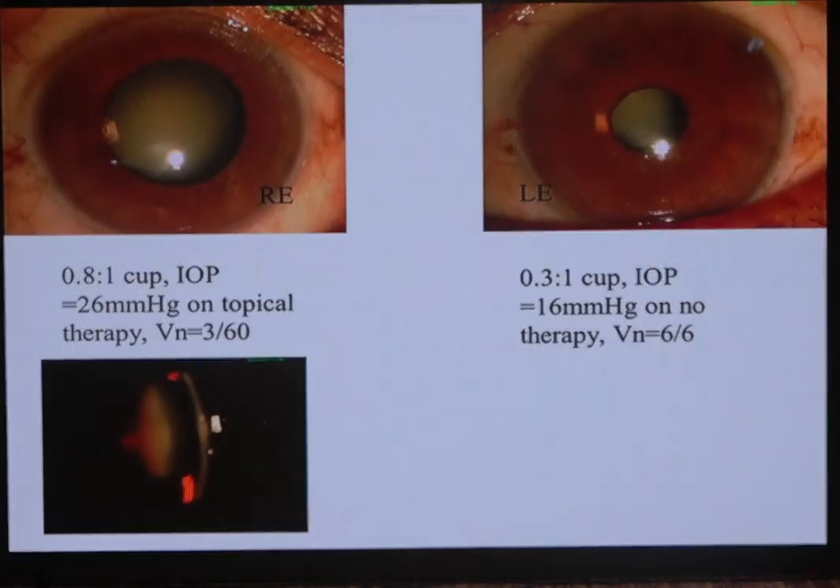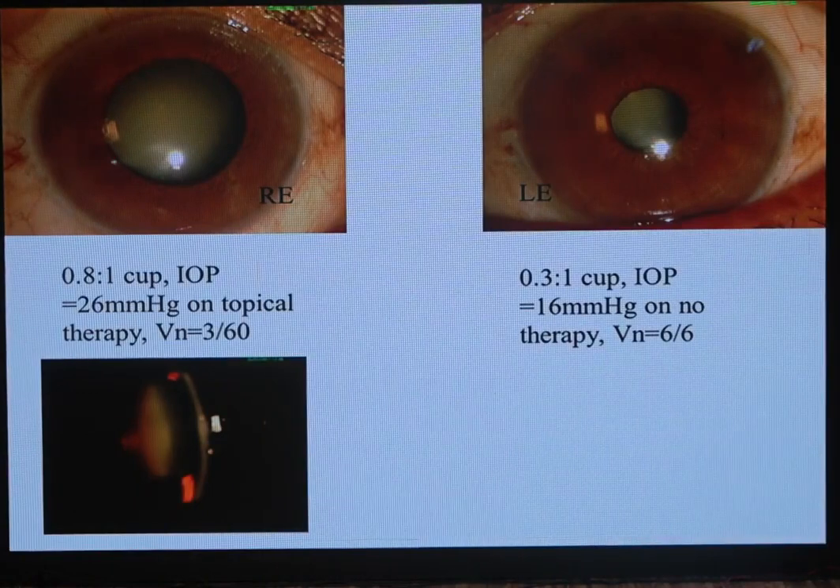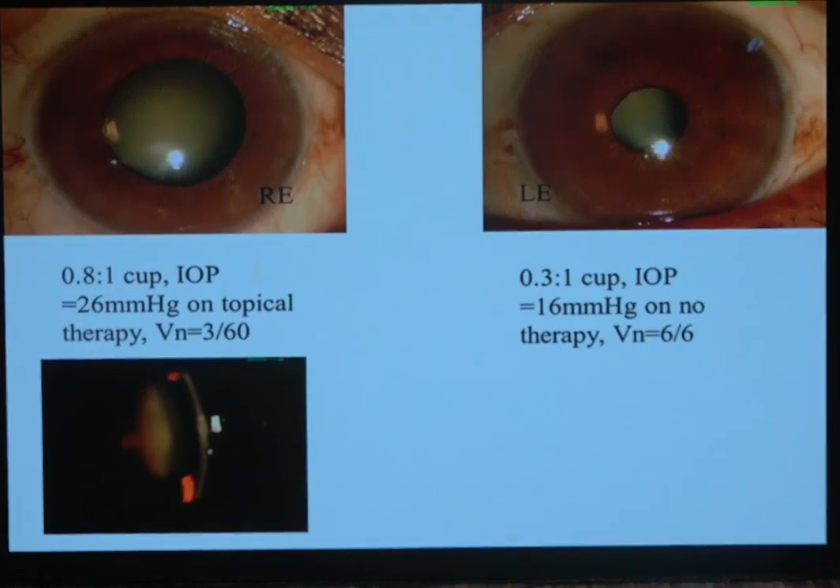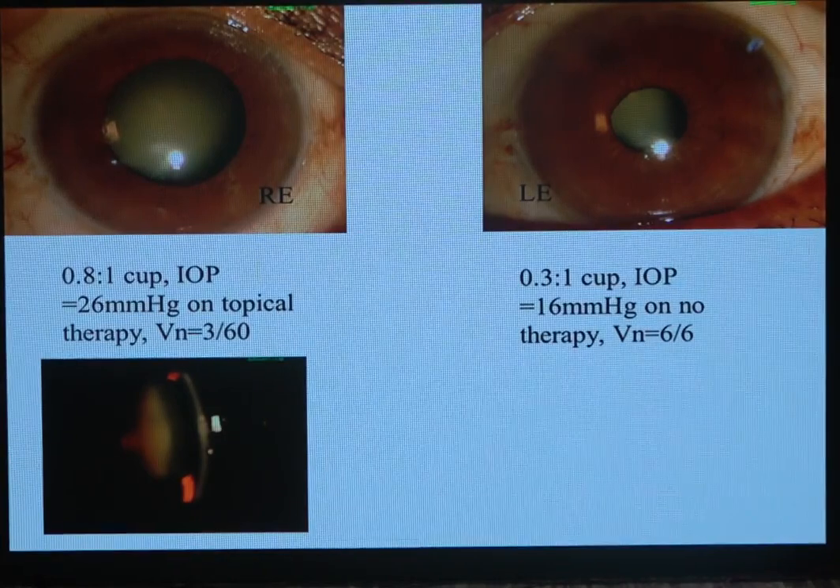So here is a patient. You can see the right eye has got a 0.8 cup, it's a PACG. IOP is 26 on maximum medical therapy, and the vision is 3/60. The left eye is relatively good. So this is the most common scenario with an angle closure: one eye is very advanced, the other eye is almost like normal. Okay, very common in an angle closure, unlike a POAG, where both the eyes will show an advanced cupping and an equal amount of morbidity. But here in angle closure, the morbidity in one eye is much more than the other.